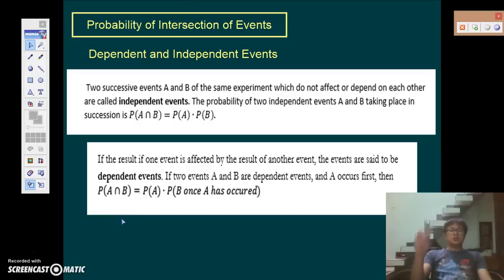Good day, seniors. In this video lesson, we'll be having probability of intersection of events. Before we go to that, you must determine first whether the events are dependent or independent.